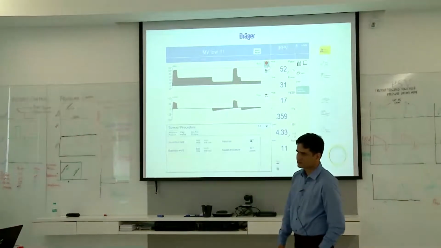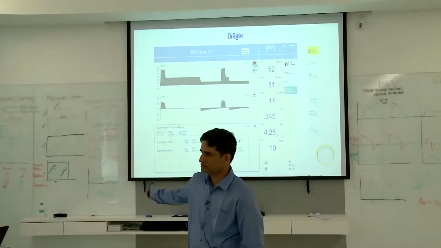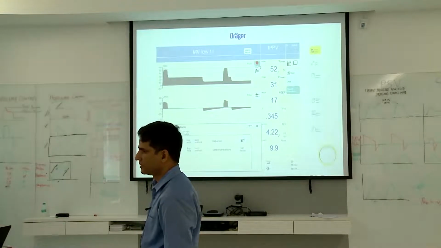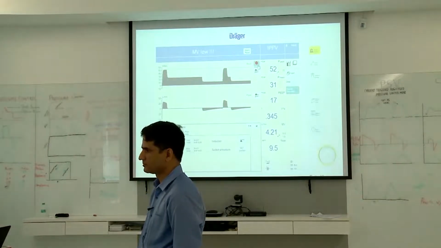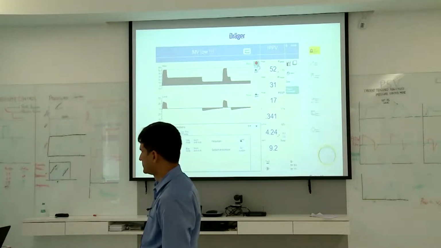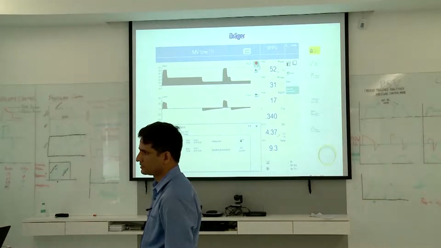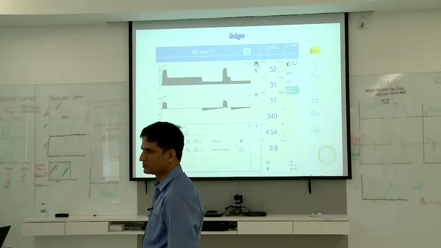What else will you do? Now what is your aim to reduce the plateau? A plateau pressure of less than 30 is acceptable. If it is going more than 30 it is dangerous. Now it is 36. So your aim is to bring down the plateau pressure below 30. So what are you going to do? Do you want to reduce the tidal volume further?